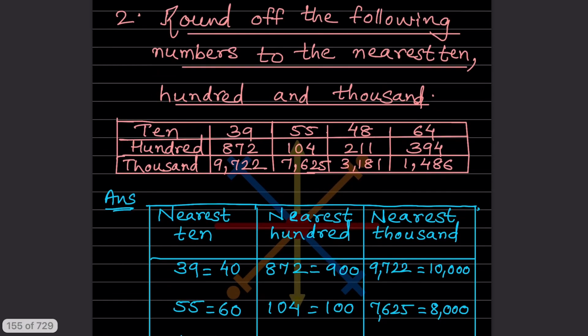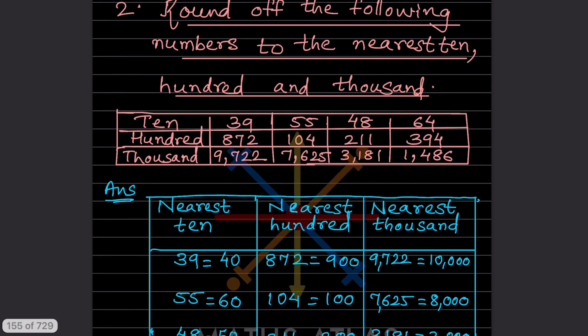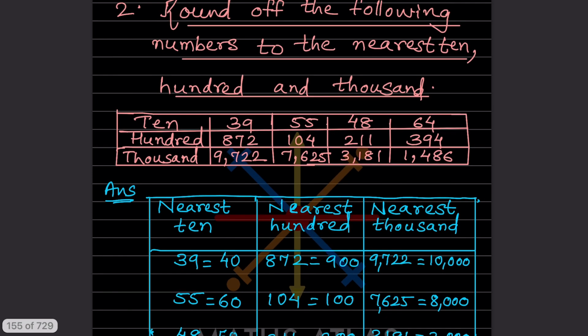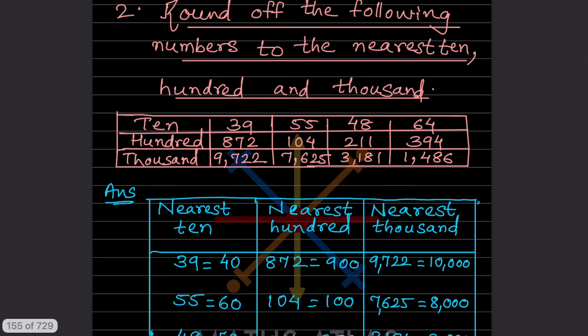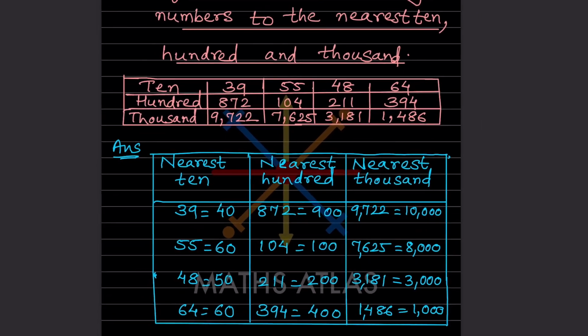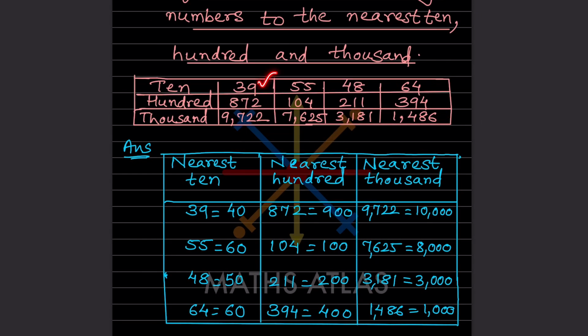Okay, so now we are going to see the examples from the exercise. What did they ask over here? They said round off the following numbers to the nearest 10, 100 and 1000. I have prepared one table over here. These are the numbers given. Let us go one by one. Now this is 39. When you are rounding to the nearest 10, as I told you, let me put a permanent mark over here.